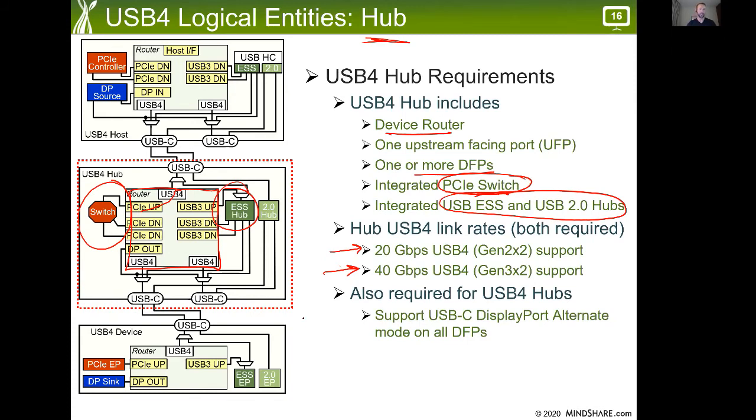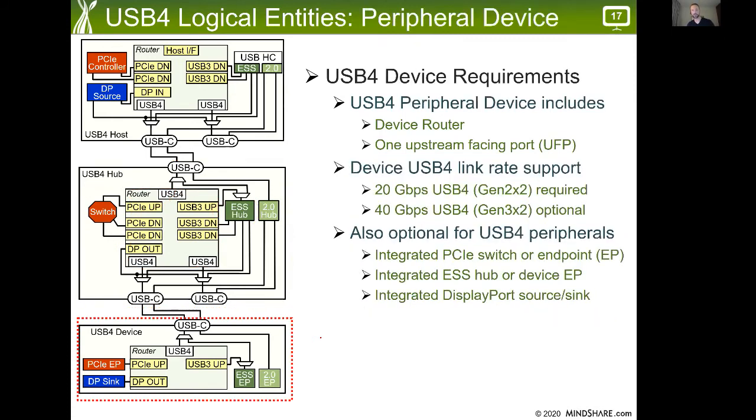All right. And then the devices here, if we look at that one, devices, they have to have, of course, a router. They have one upstream facing port. They are required to support the Gen 2 speed, 10 gigatransfers per second, and it is optional whether they support the 20 gigatransfers per second speed. Okay, so really the only devices that are required to support that high data rate are hubs, right? That's the only one that is required.